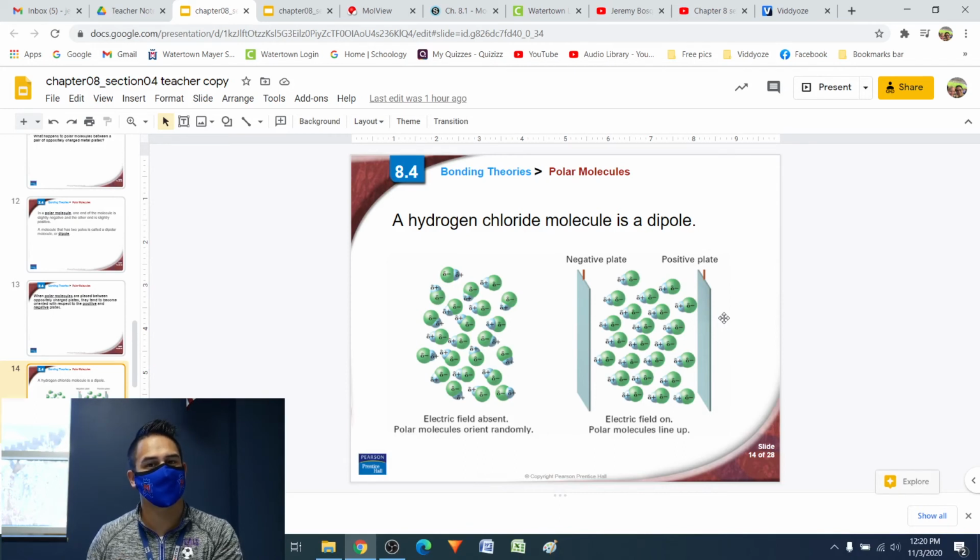This is why MRI machines are used for muscle and tissue, where there are a lot of water molecules, and not bone. Okay, there's not really water in your bones. Water is going to be found in your soft tissue. So again, polar molecules have some cool interactions like that.